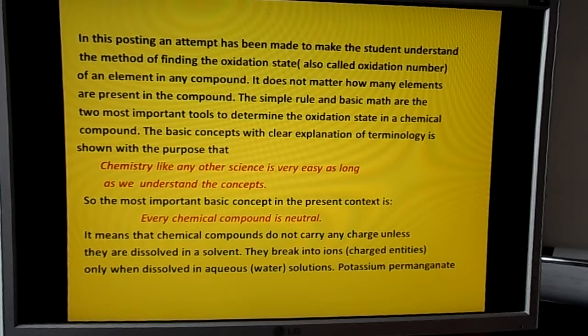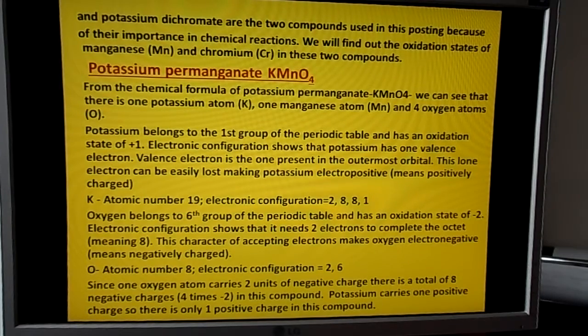So the most important basic concept in the present context is that every chemical compound is a neutral entity. That means the compounds do not carry any charge unless they are dissolved in a solvent. They break into ions. Ions are the charged entities only when dissolved in aqueous solution, that is, in water. Now, potassium permanganate and potassium dichromate are the two compounds which I have taken in this posting because of their importance in chemical reactions. First, we will find out the oxidation state of manganese and chromium in these two compounds. First of all, potassium permanganate.